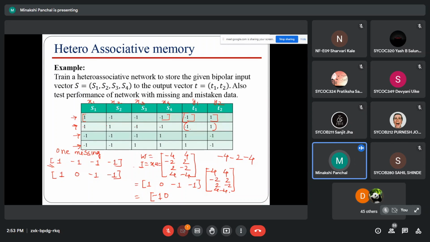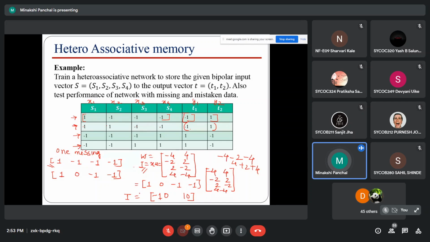Now let us check the second one. Second one के लिए क्या मिलेगा? 4, then 0, then -1 into 2 gives me plus 2, then -1 into -4 gives me plus 4. तो ये मिलेगा मुझे 10. ठीक है. -10, 10. What is this? This is summation I.